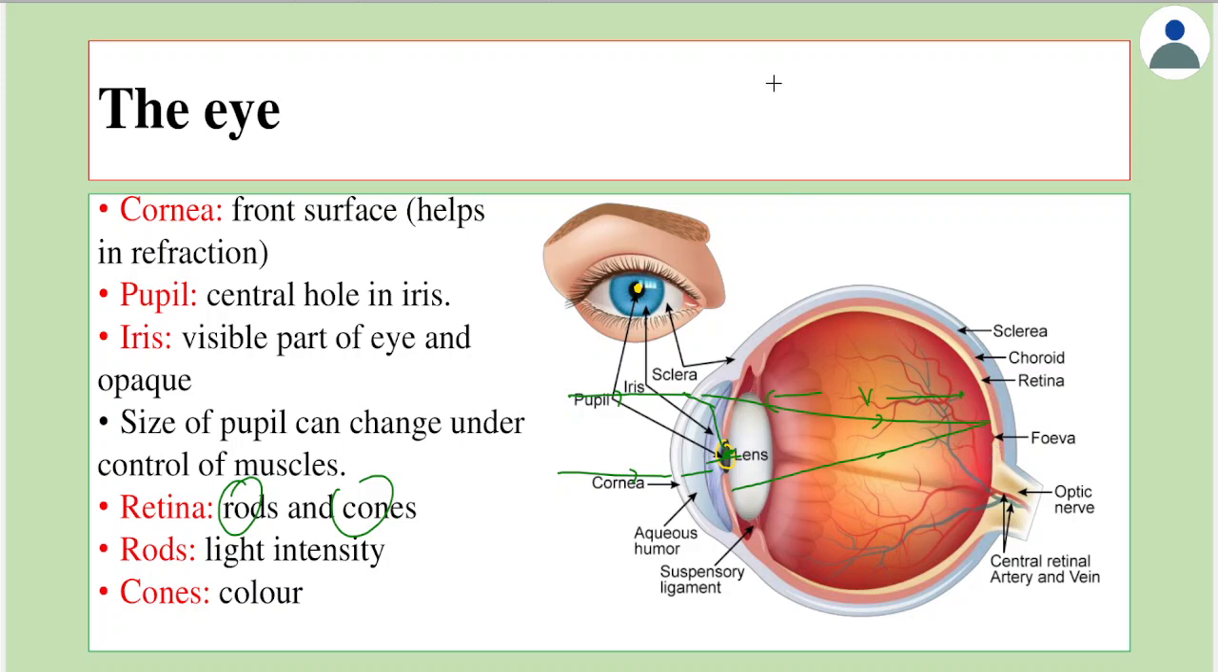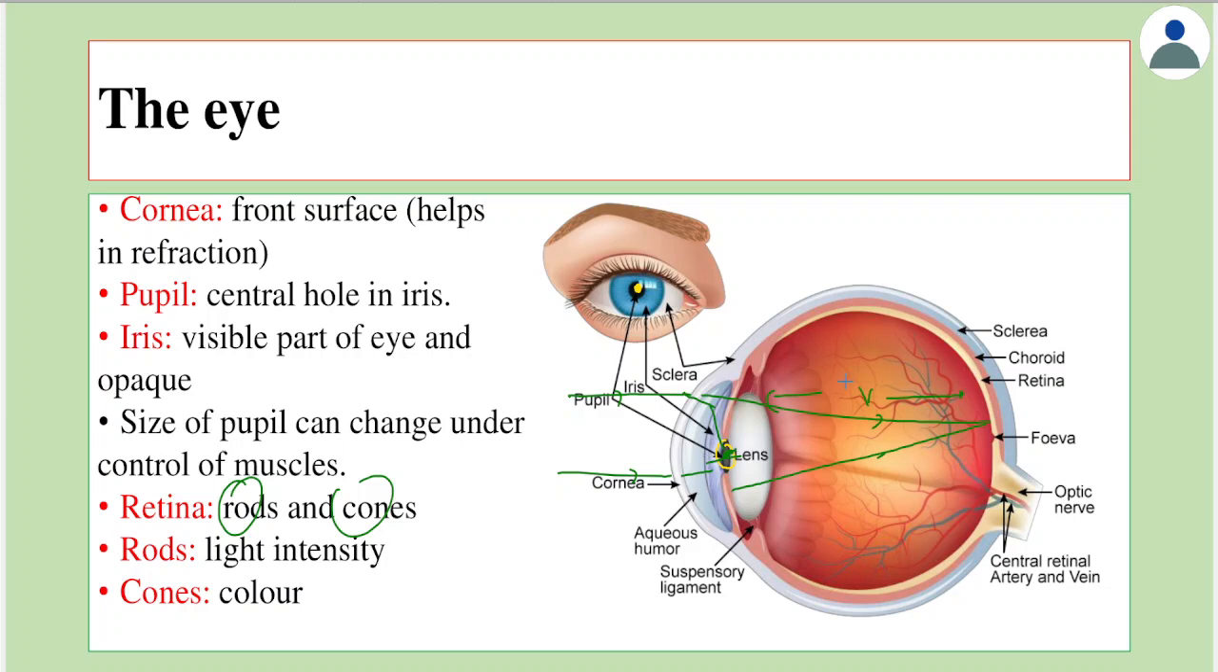Keep in mind that a convex lens forms an inverted image. So whatever image we see of the object should be inverted. That's what happens on the retina. But we know by experience that whatever we see around us is erect. So to understand this, what is happening here is the brain itself inverts the image by experience.